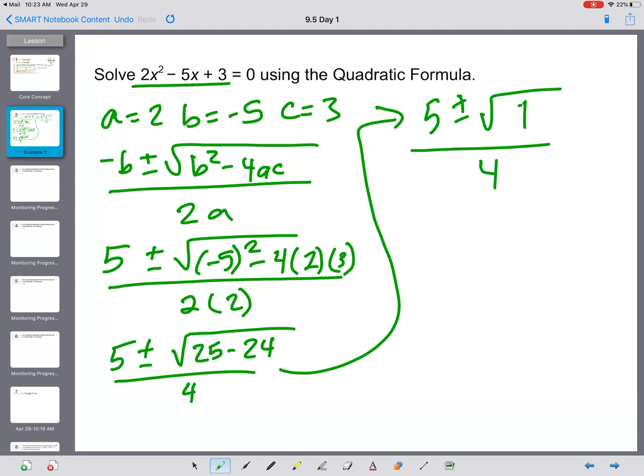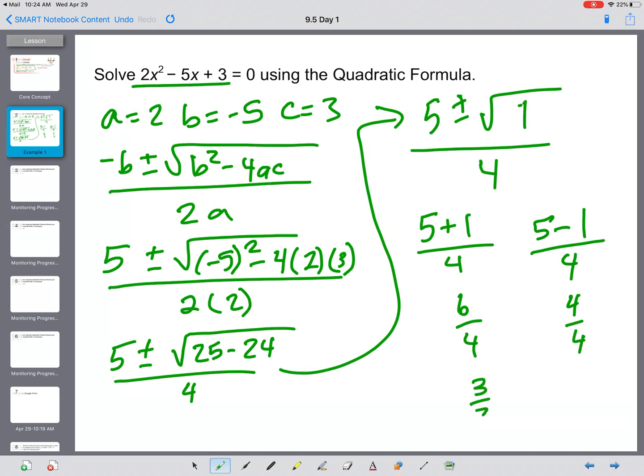Now that plus or minus, I'm going to break this down into two problems. So I have 5 plus over 4, and I have 5 minus over 4. I know that the square root of 1 is just 1. So 5 plus 1 is 6 over 4. 5 minus 1 is 4 over 4. Simplify this as 3 over 2. This is just 1... 2. So my two solutions for this problem are 3 over 2 and 2.